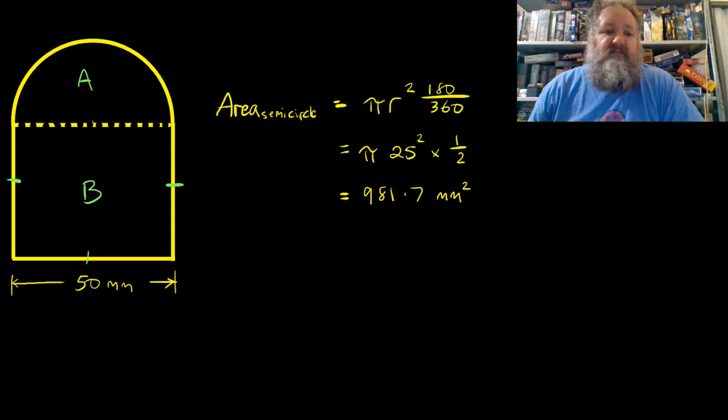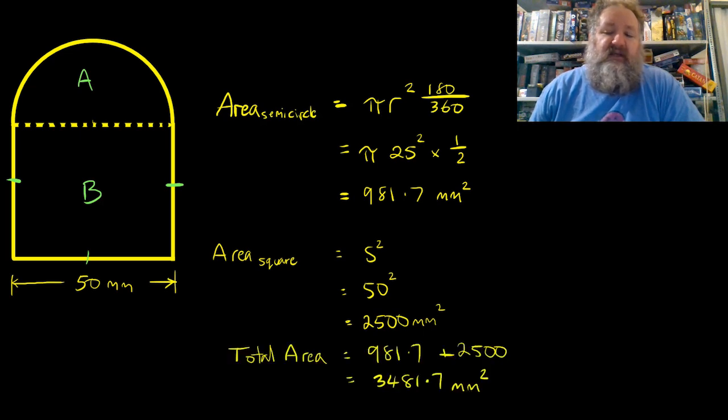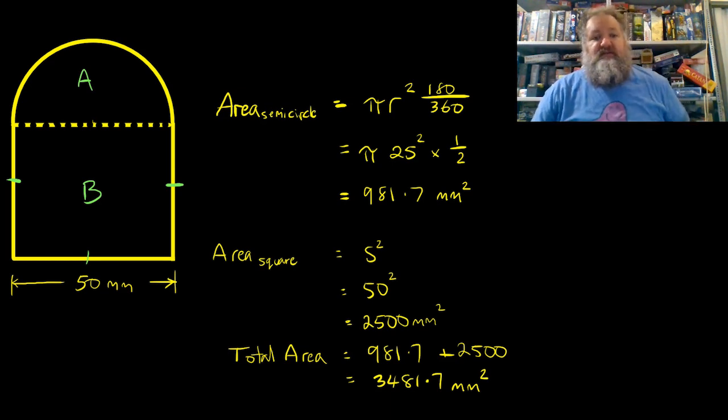Okay, the next part is I will need to find the area of the square. Now we know that the formula, which we always write first, is just side squared. I find my side length, substitute it in, and then I square it, and I get 2,500 millimeters squared. Now, as you could imagine, the last part of my calculation is to determine the total area, the total when I add the component parts together. So when I add them together, I get my final result, as you can see on the screen there.